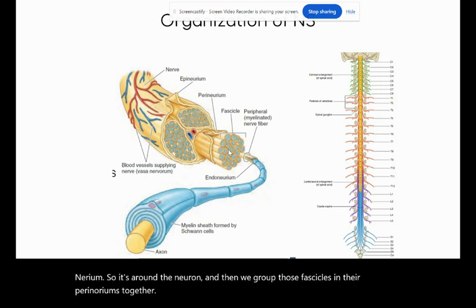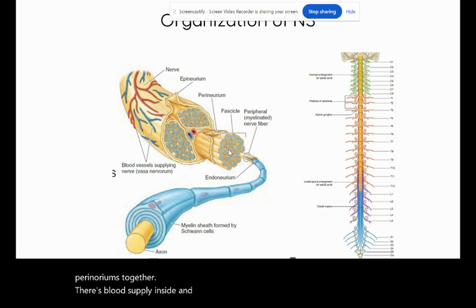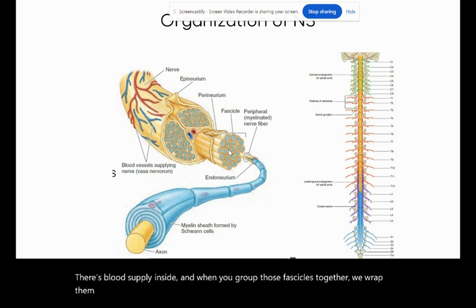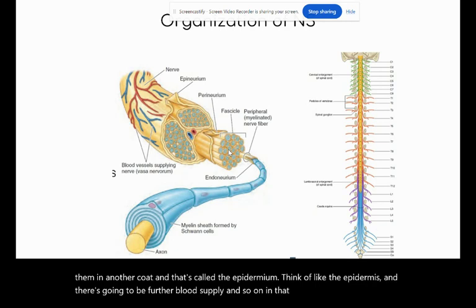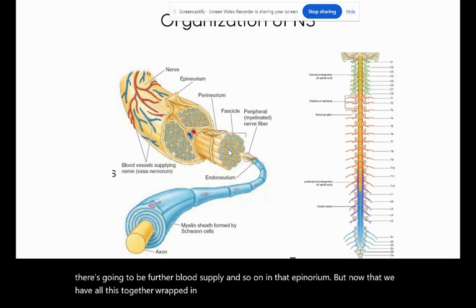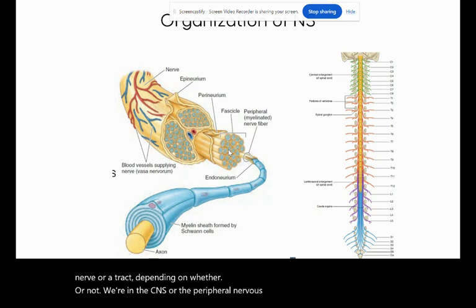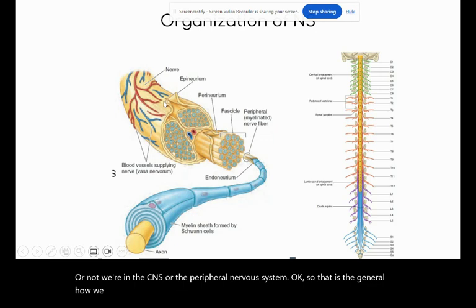And then we group those fascicles in their perineuriums together. There's blood supply inside. And when you group those fascicles together, we wrap them in another coat, and that's called the epineurium. Think of the epidermis. And there's going to be further blood supply and so on in that epineurium. But now that we have all of this together wrapped in the epineurium, that's what's going to be considered a nerve or a tract, depending on whether we're in the CNS or the peripheral nervous system. Okay, so that is generally how we make up nerves.